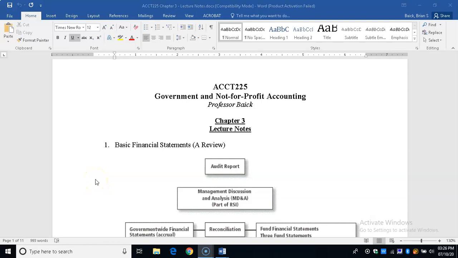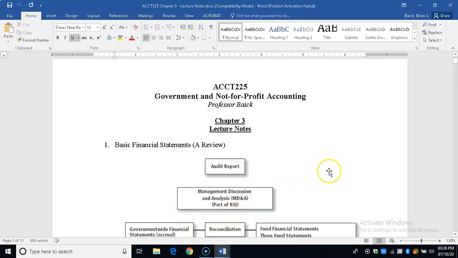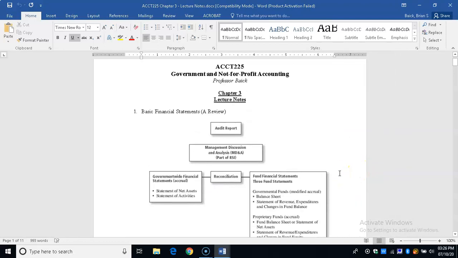In Chapter 3, we'll be going over the Chapter 3 lecture notes and also the Chapter 3 budgetary accounts. So for the Chapter 3 lecture notes, first, let's just review what we talked about in Chapter 2.